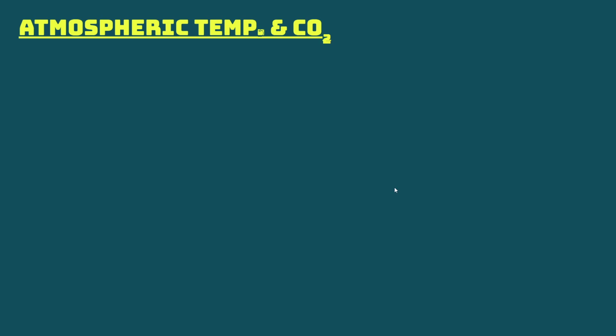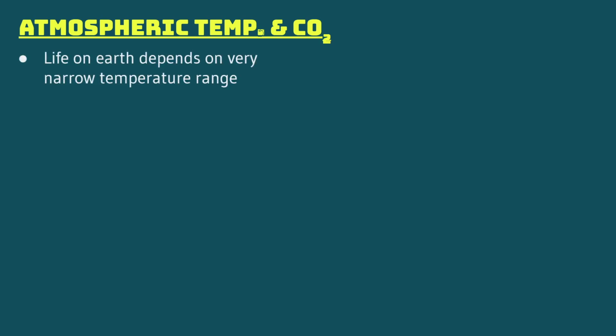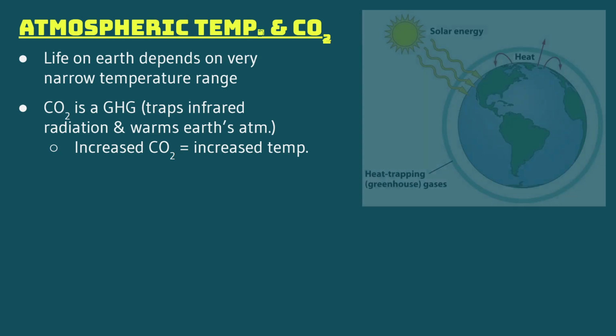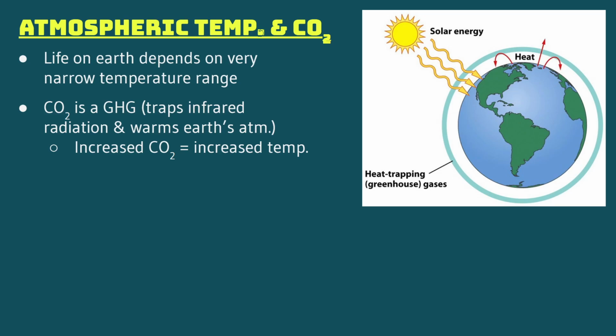Maybe the most critical and immediate environmental indicator is global temperature and carbon dioxide. This is because life depends on a very narrow range of temperatures on Earth. We know that carbon dioxide acts as a greenhouse gas. That means that it traps infrared radiation in Earth's atmosphere and heats up the planet.